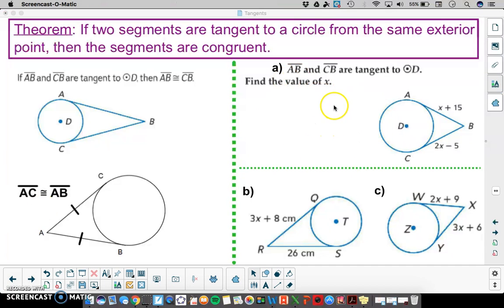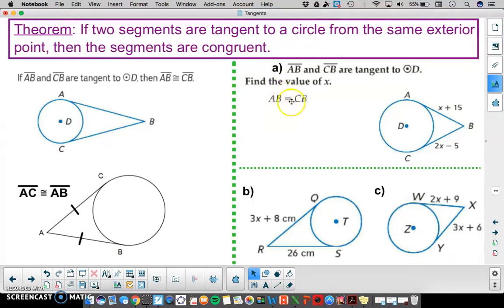In our example problem here, AB and CB are both tangent to the circle D, and we want to find the value of x. In this picture here, we know both of those segments, AB and CB, originate from that point B. And since they're both tangent to the circle, we know that those segments have to be congruent. So therefore, they have equal measure. So we know x plus 15 has to be equal to 2x minus 5. Subtract x and add 5 to both sides, and we get x equals 20. I want you to go ahead and do parts B and C to this problem.